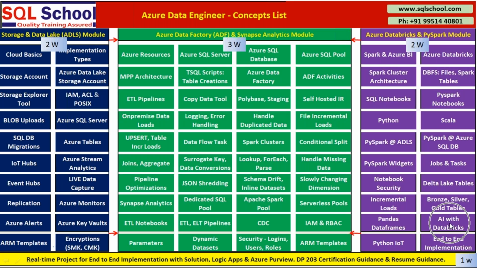AI components as on date are with Databricks. As on date, we do not have AI in Synapse and Data Factory. We do not have AI in storage components. Very recently came preview for storage optimization with AI, but that interface is not really working as expected, truly speaking. That is called Azure Search, Azure AI Search.